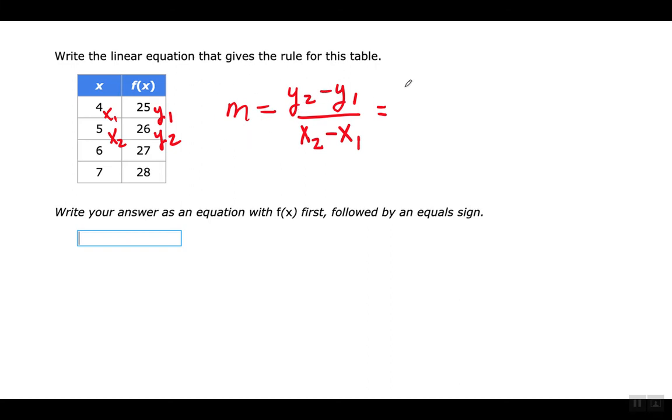Okay, so anyways, when you substitute the numbers, you're going to have this on the top, 26 minus 25, and on the bottom 5 minus 4. In this case, you're going to get 1 over 1, so the slope is 1.